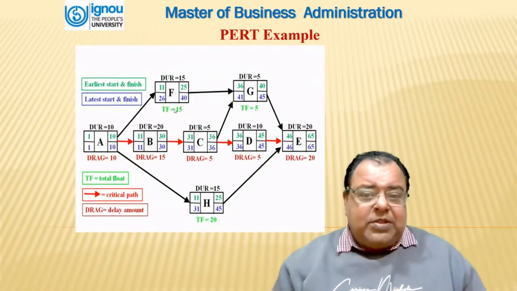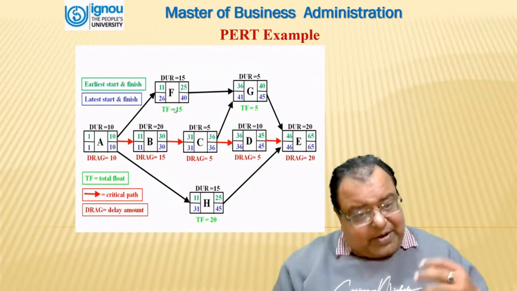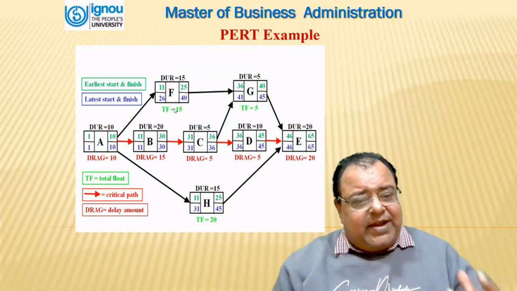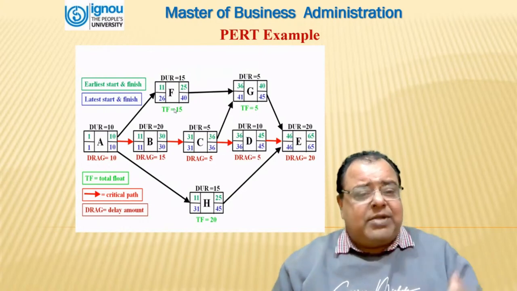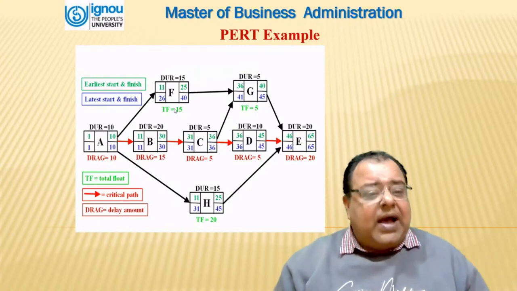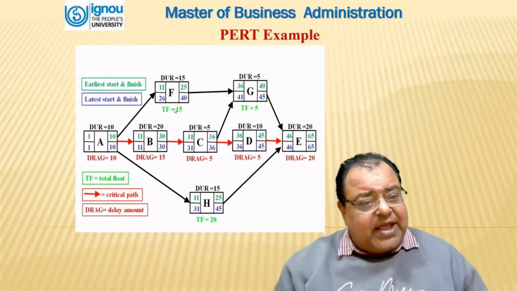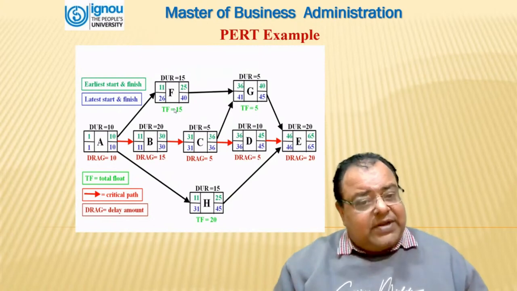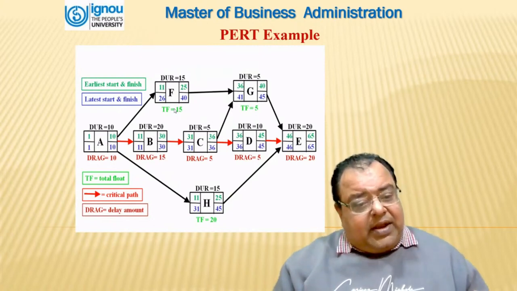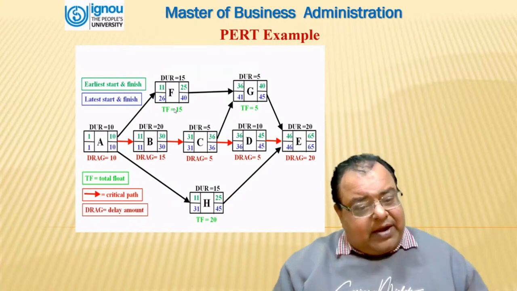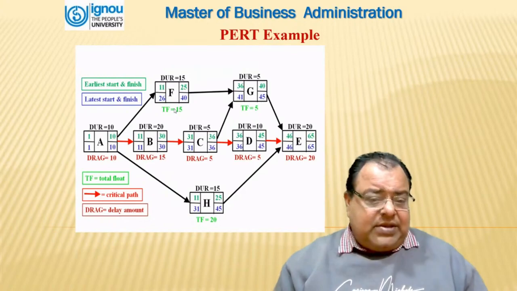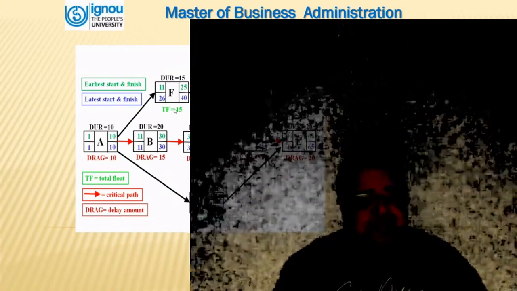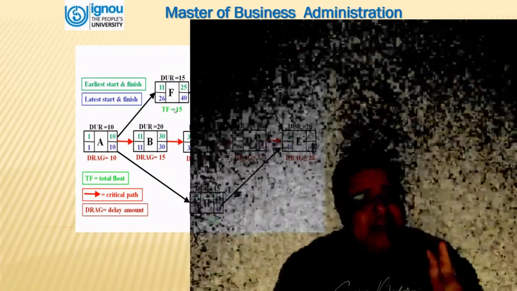Now, how does a PERT example look? We will discuss everything in detail. This is how a PERT is presented. The PERT diagram is presented. It shows earliest start and finish time, latest start and finish time, time float, critical path, and drag amount, or delay amount, that's drag. You can see that with the red arrow, the critical path.